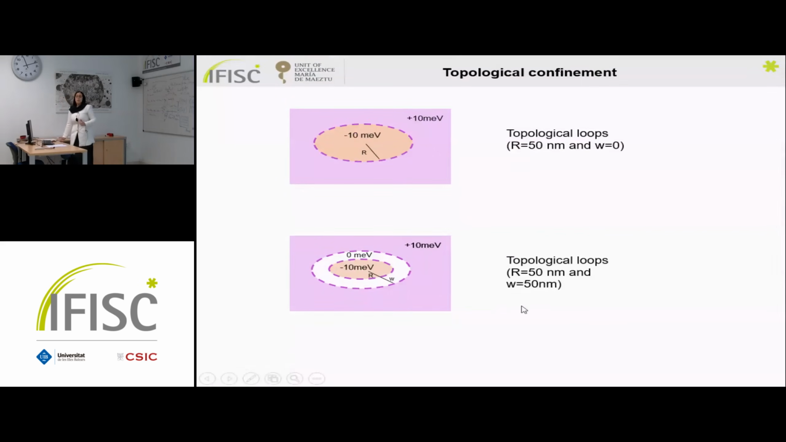The third case is the topological loop, where we have outside plus potential and inside minus, and the radius is 50 nanometers and the width is zero. And the fourth is also a topological loop. We have minus inside, plus outside, and the width is 50 nanometers. So these are the four cases that we discussed in the results.